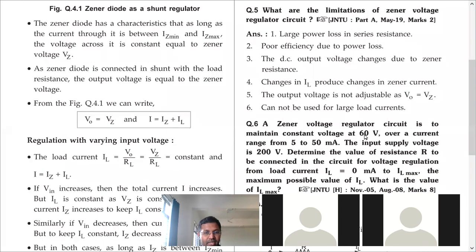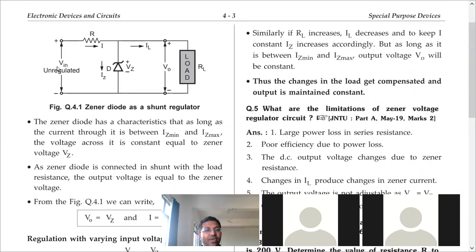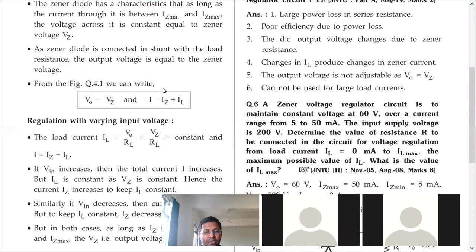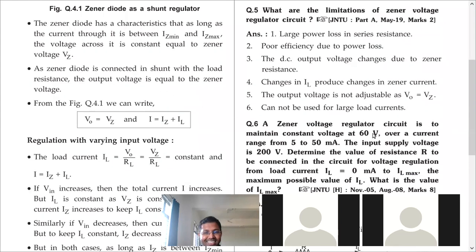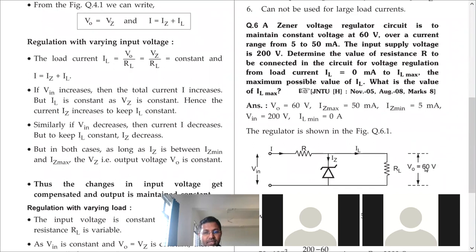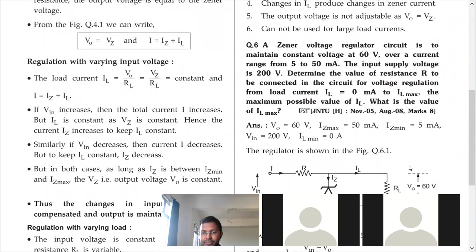Okay, I will explain again. See here, the Zener voltage regulator circuit is to maintain constant voltage at 60 volt. Where do you get constant voltage in a regulator? It is at the output. So this 60 volt is the output. So 60 volts we are mentioning at the output.